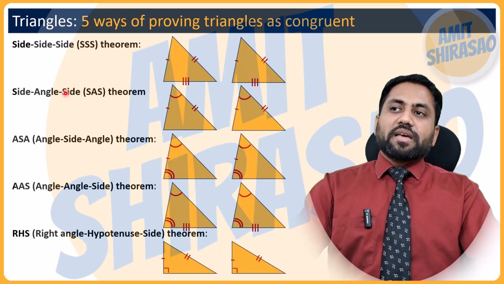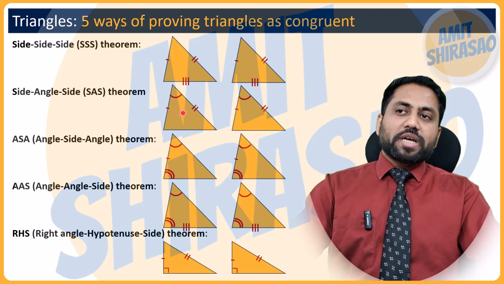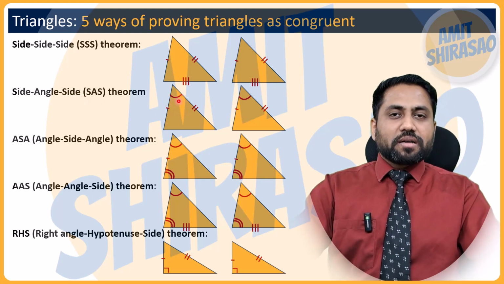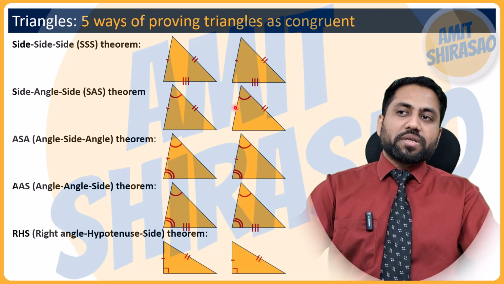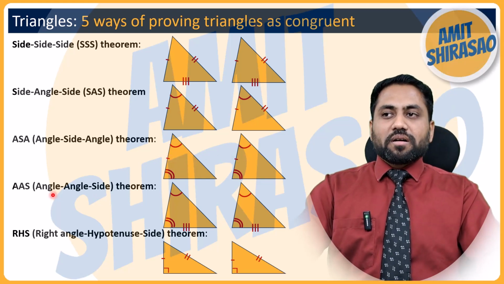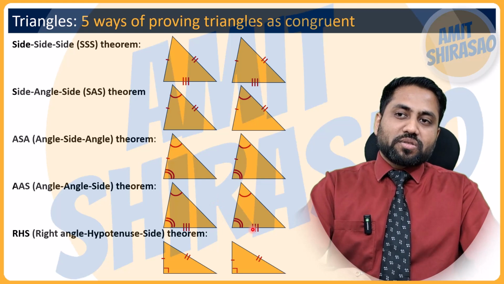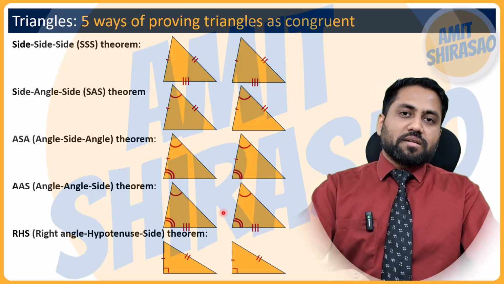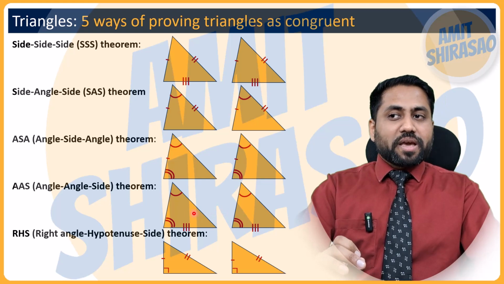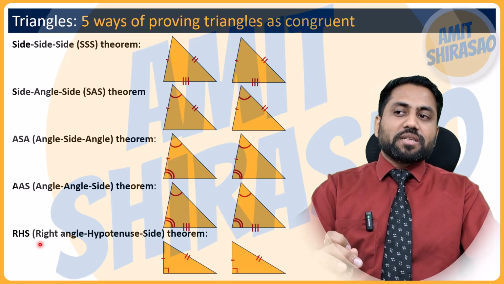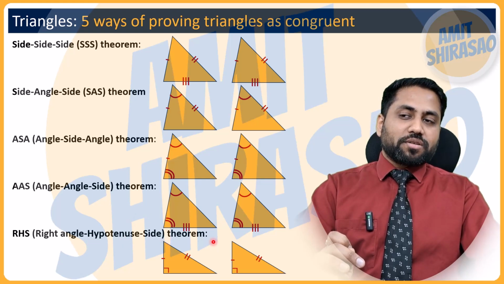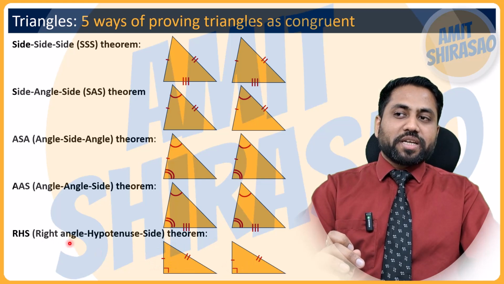Then the SAS theorem says that if two sides and the angle between them are equal, then the two triangles are congruent. ASA says that if two angles and the side between them are equal, then the two triangles are congruent. AAS says that if two angles and one side are equal, then they are congruent triangles. And in the case of a right angle triangle, there is the right angle, hypotenuse and side theorem. So that means both of them should be right angle.